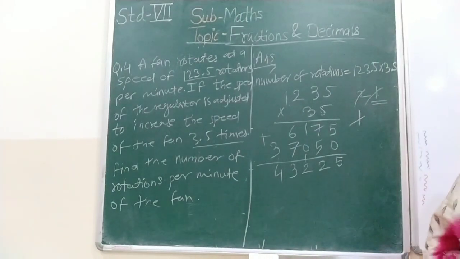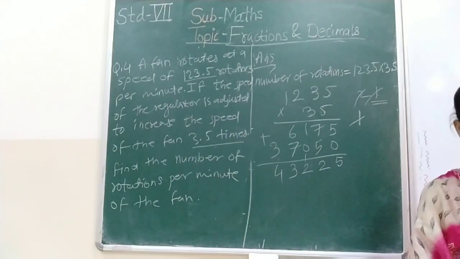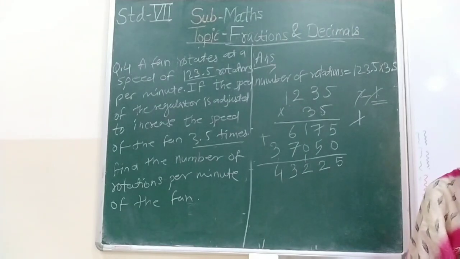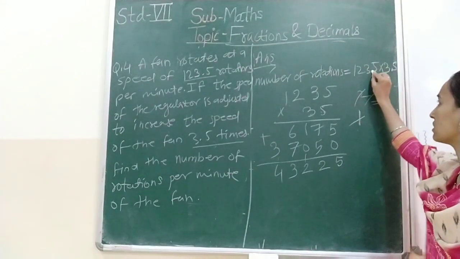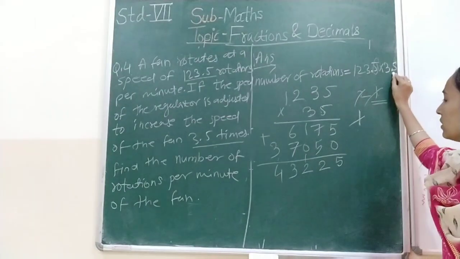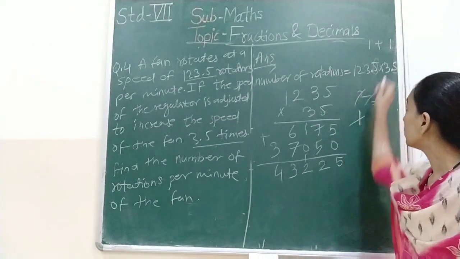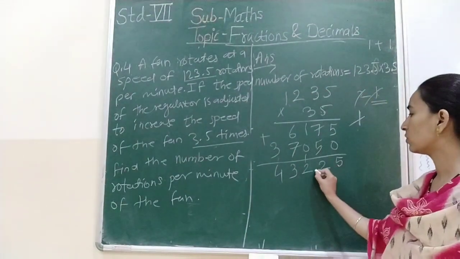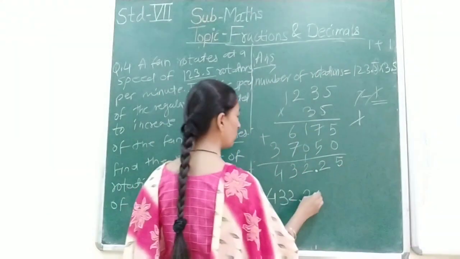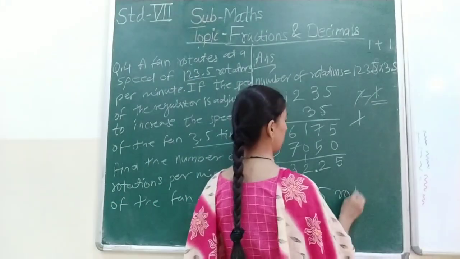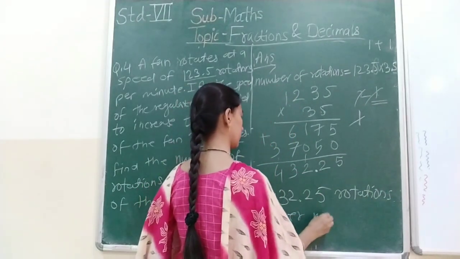Now, how many decimals should we give? You tell me how many decimals. See the first one. Here after the decimal, how many digits are there? 1. Here how many digits? 1. 1 plus 1, 2. So from the right side, leave that many digits. 1, 2. So the point will be here. That means 432.25 rotations per minute will be there.